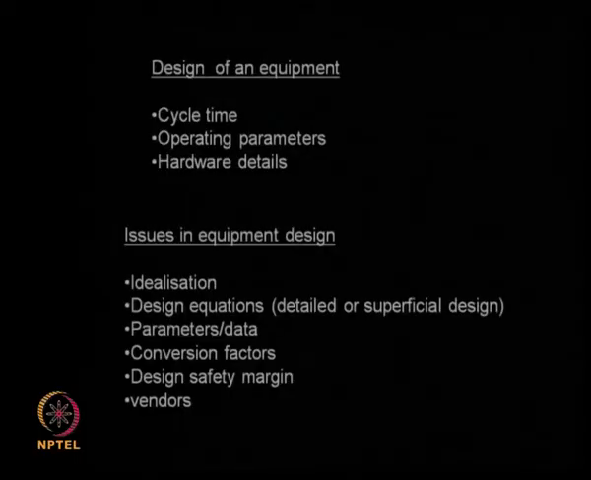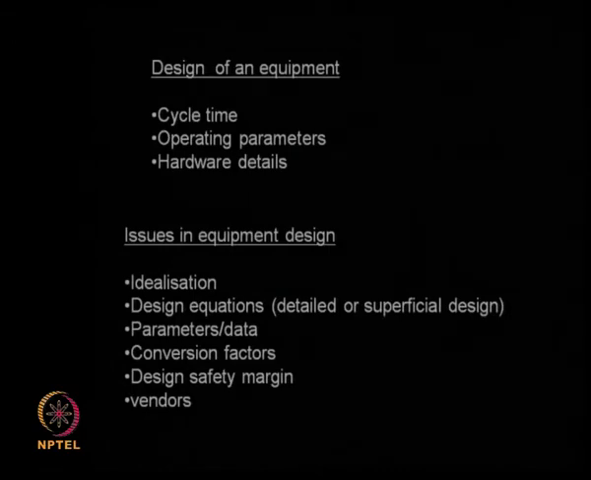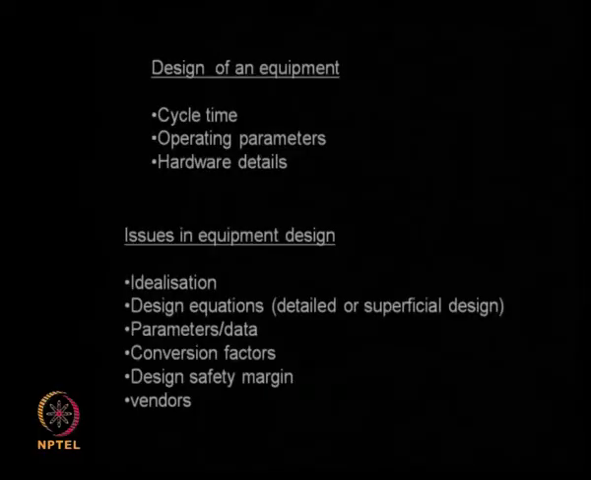So when you go for downstream equipment, and when you talk about designing downstream equipment, you need to consider several factors. So what does the design mean? One important parameter is called the cycle time. Suppose you are designing a filter, how long the filtration will take place, that is the cycle time. If you are designing a dryer, how long do you require to dry the equipment to reach the moisture content from one value to some other value, that is called cycle time.